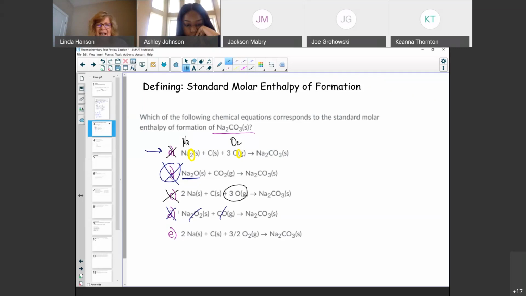And I come down to the very last equation. Sodium as an element in its natural state is a solid. Carbon as an element in its natural state is written as a solid. Here's diatomic oxygen written in the gaseous state. All of these are elements that are found in nature, the way that they're written. So I look at this question and think of it as really a process of elimination, getting rid of choices for the equation that doesn't meet the definition of standard molar enthalpy. The last equation has every element written in its natural state, pointing at the compound, and it's 1 mole of the compound.